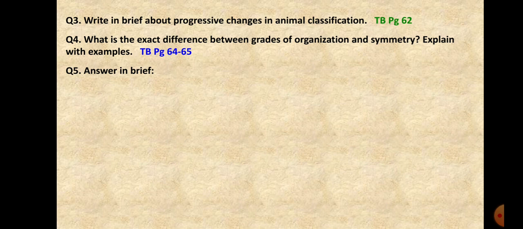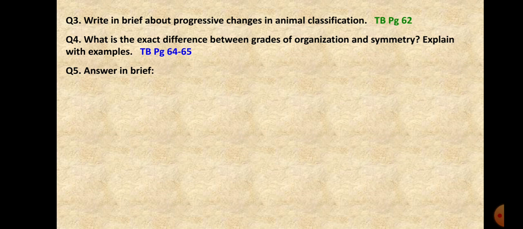Like first you will write about grades of organization. Here you will write that the unicellular organisms, they have protoplasmic grade of organization, then cellular grade of organization, then tissue grade, organ grade of organization. Okay, and then you will come to the symmetry, where you will write the symmetry is divided into three types: asymmetrical, radial and bilateral. You will write in short about all these grades of organization and the body symmetry.